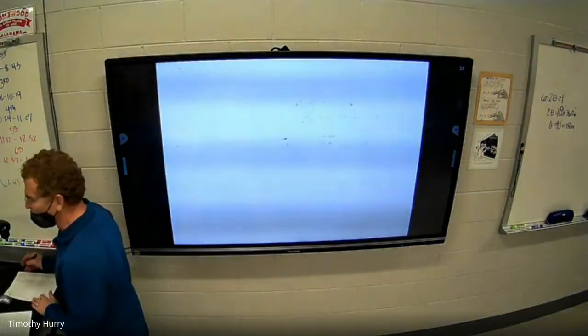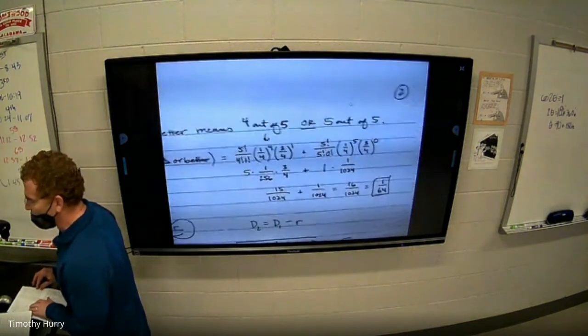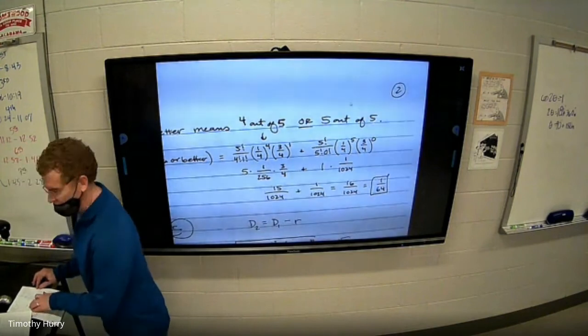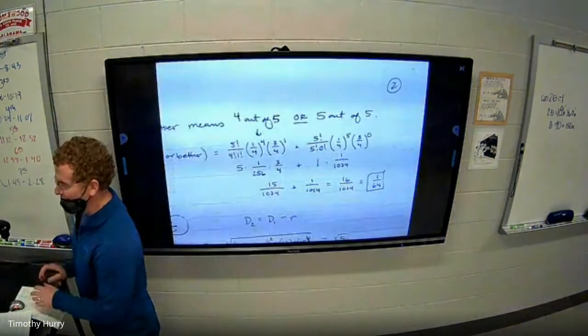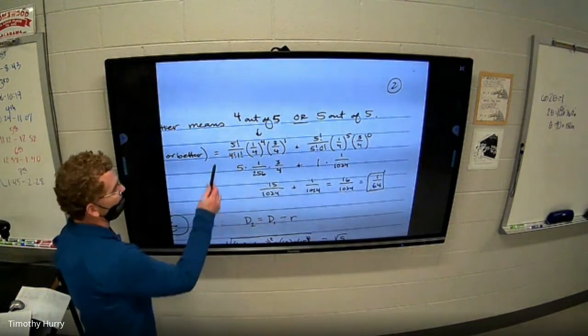So 80 or better means what's the probability that you get 4 out of 5 or 5 out of 5, right? 3 out of 5 would not be an 80. That would be a 60. So 80% or better, this would have to happen.